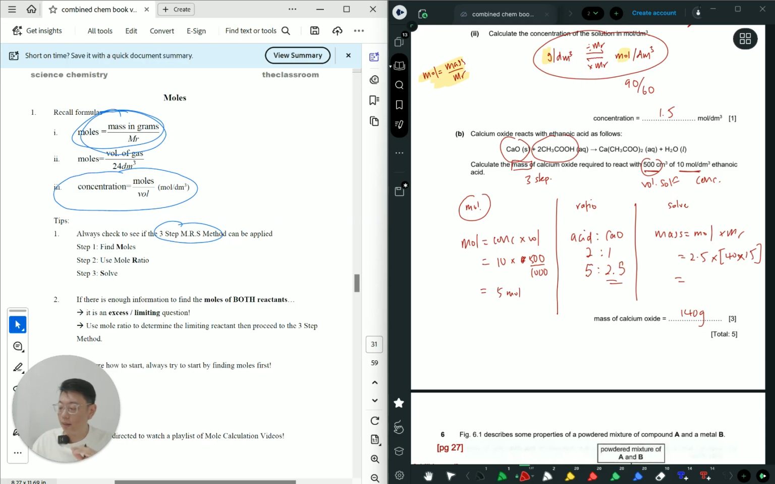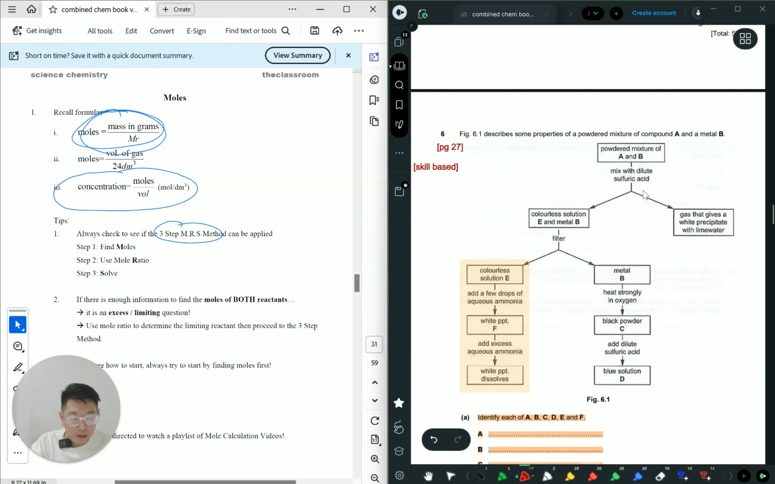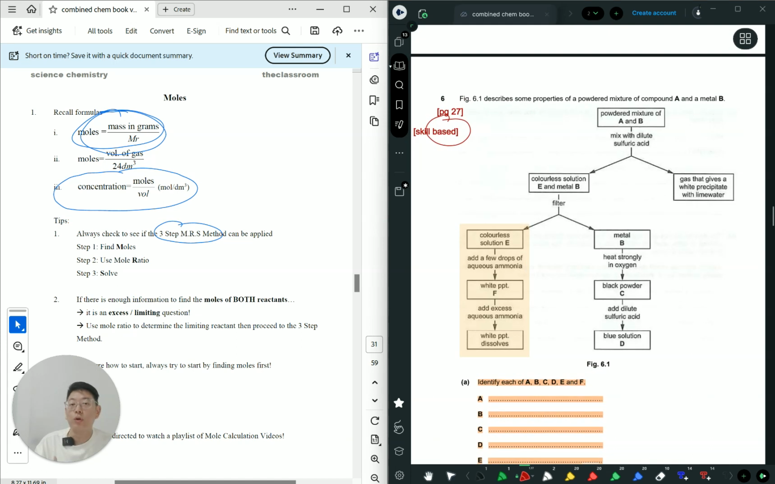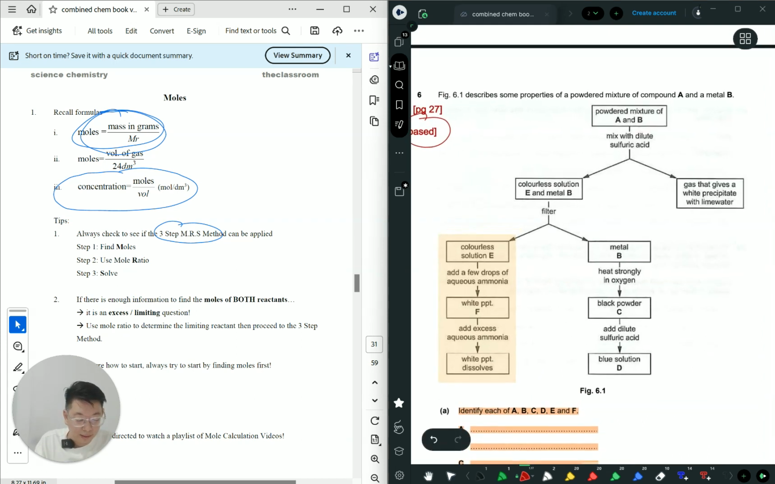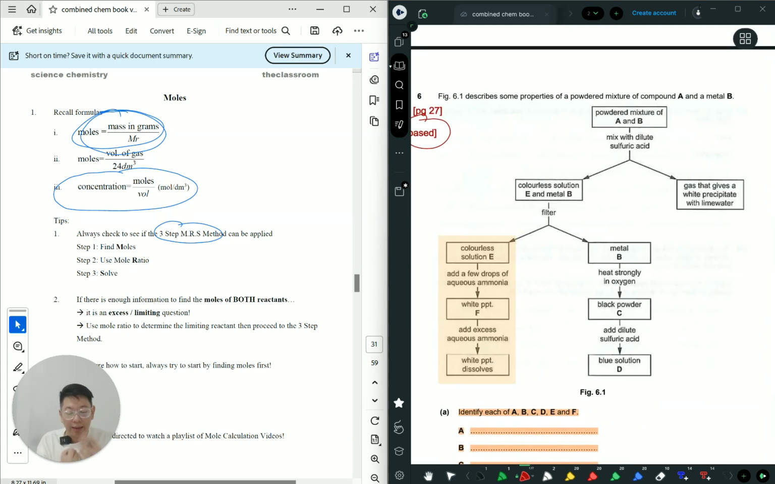Again, it's all in the Ninja notes, so please go and refer to it, make use of it. Now, another one which is skill-based is QA. I could give you the notes, but if you're not sure what to do with it, you're going to get stuck. So basically for this question, you want to identify A, B, C, D, E, F. It is 6 marks. It is about 10% of your written paper, again for combined chem.